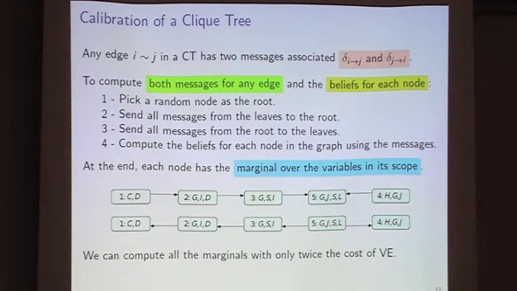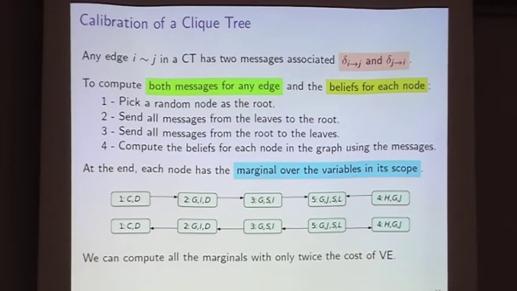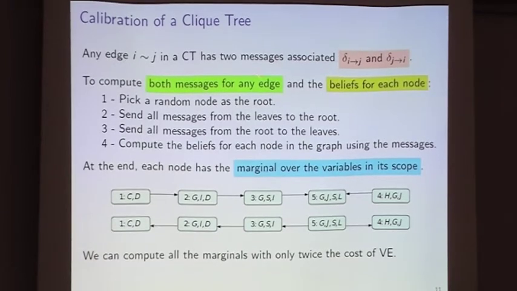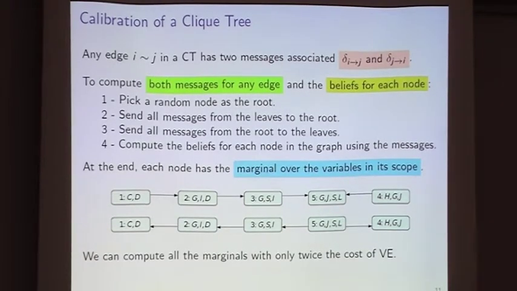Okay, so the advantage of using the clique tree is that we can compute all the marginals in a particular graphical model with just the cost of doing 2 executions of variable elimination. For this, we only have to pass all the possible messages in the graph. And this can be done very easily by just picking a random node as the root, and sending all the messages from the leaves to that root. Once we have in the root all the incoming messages, we then send all the possible messages from that root to the leaves again.